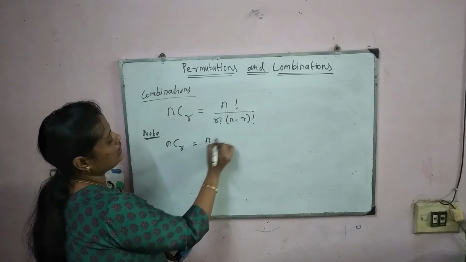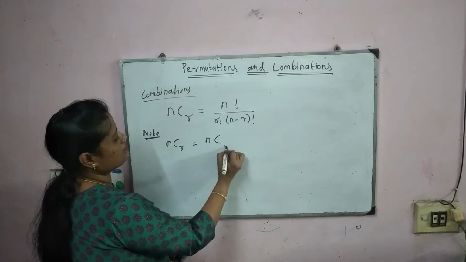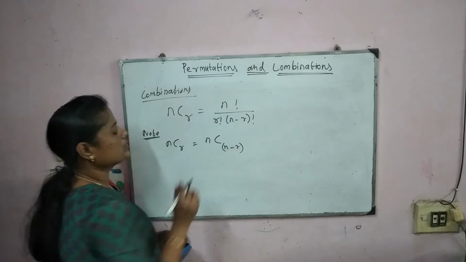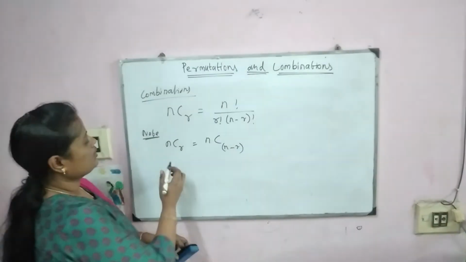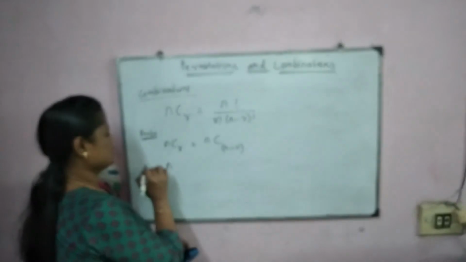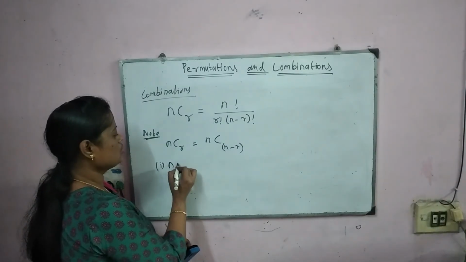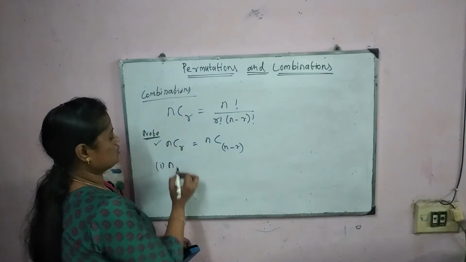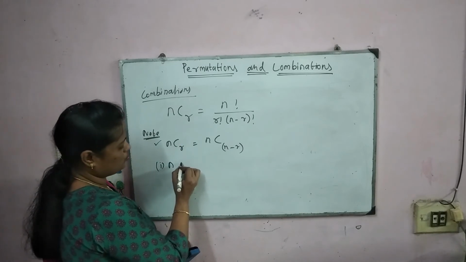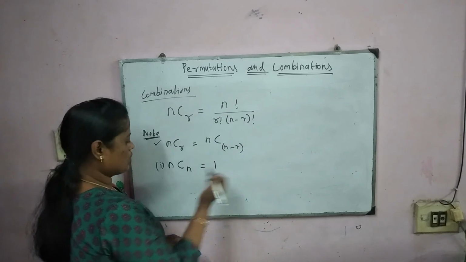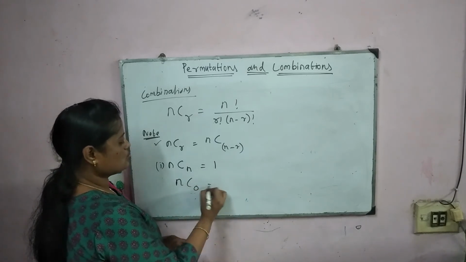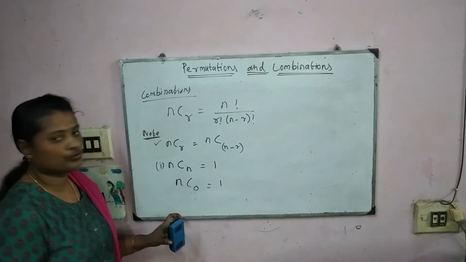nCr is equal to nC(n minus r). This one, while solving the problem, let's do the proof. Next one, we are going to see a different result. What is the value of nCn? nCn is 1. What is the value of nC0? It's also 1. Let's have a look at the proof.